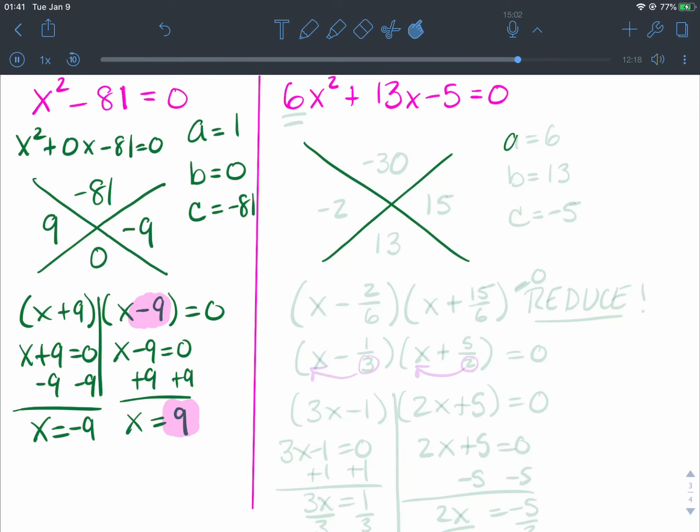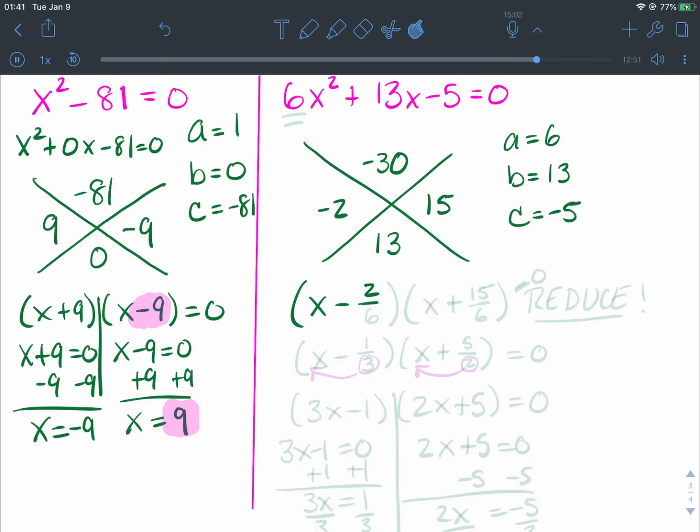So remember, A times C goes on top. So here, A is no longer 1, it is a 6. So 6 times negative 5 is negative 30, and B is 13. 1 times 30, but 30 minus 1 is not 13. 2 goes into 30 15 times, so that works. And we know the 2 has to be negative because 15 minus 2 is a positive 13. Now is the tricky part.